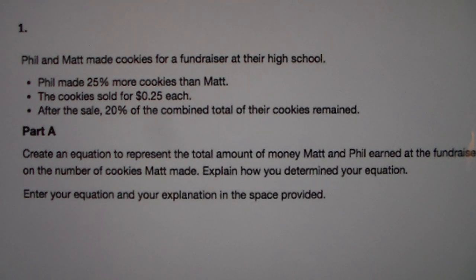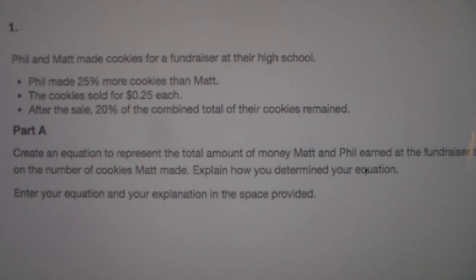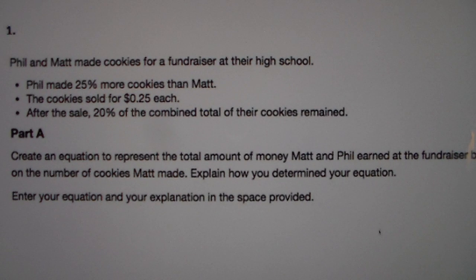In part A, they want you to create an equation to represent the total amount of money Matt and Phil earned at the fundraiser based on the number of cookies Matt had made. Explain how you determine the equation. So we're going to practice writing an equation, setting up the equation, and combining our like terms. Then you're going to enter your equation and your explanation in the space provided below. So you can just type in the equation that you made for yourself.